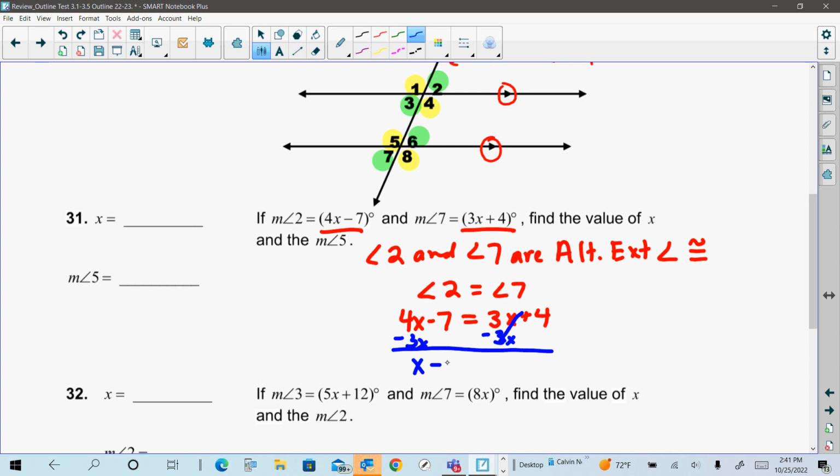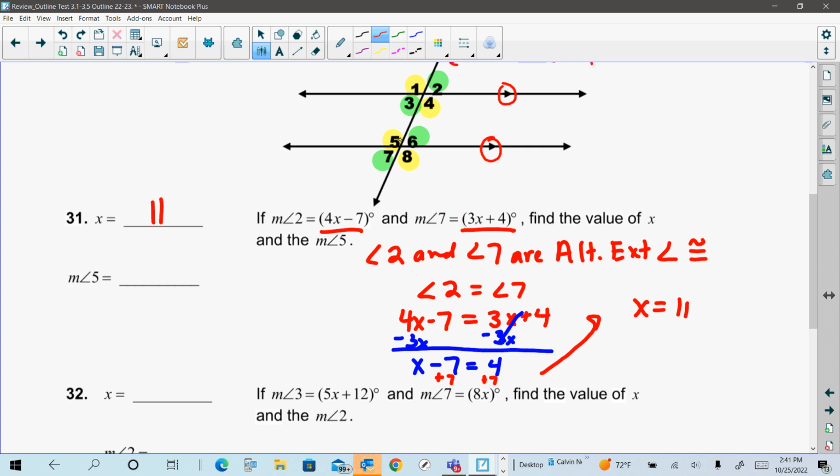That leaves me with x minus 7 equals 4. And then to isolate the x term, you would have to add 7. I know I kind of ran out of room here. So x is going to equal 11. Then they want us to find angle 5.